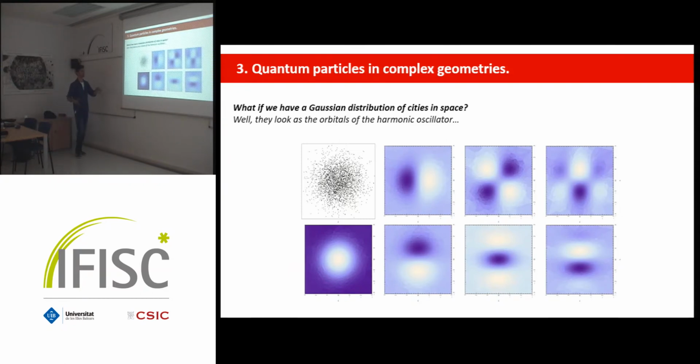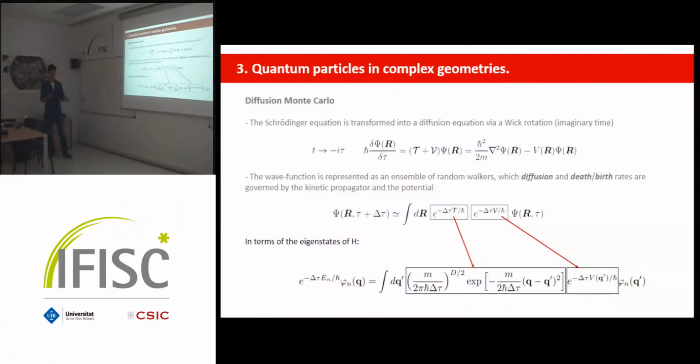So I was wondering what happens if I have a Gaussian distribution of cities. Which eigenmodes do I get in this situation? That's something very similar to the orbitals of the quantum harmonic oscillator. So I wanted to understand if it's really related.